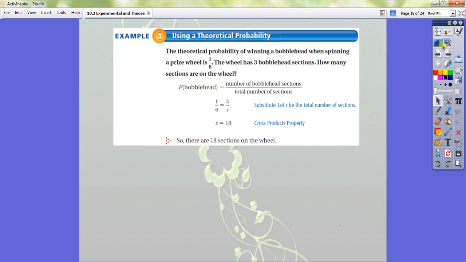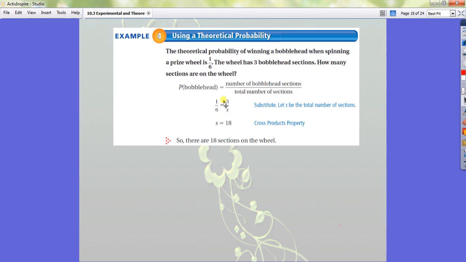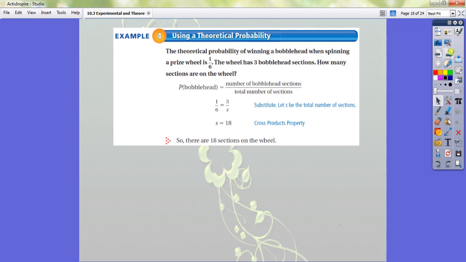They can ask you to use the probability to kind of undo that simplification like we did with 10.2. So the theoretical probability of winning a bobblehead is 1 out of 6. So 1 bobblehead section out of 6 sections total, or 1 win out of 6 possible outcomes. So the wheel has 3 bobblehead sections. So if I can get 1 bobblehead out of 6 possible outcomes, then to get that 1 to turn into a 3, I have to multiply by 3. So that means 6 times 3 is 18. So there are 18 sections in the wheel. And I basically took 1/6 and brought it back to its unsimplified form, 3/18.